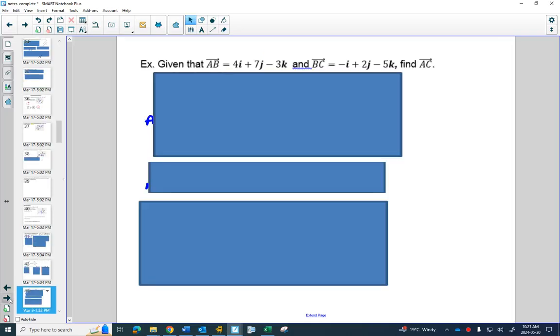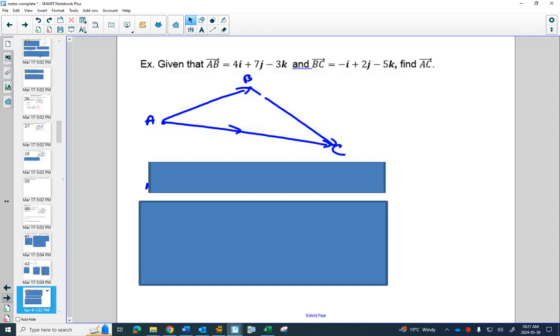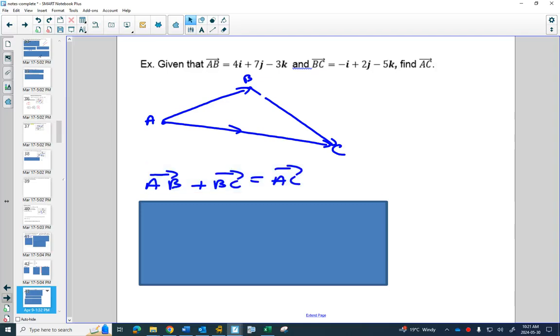Now again, I really find for questions, it's really nice if you draw a vector diagram to help you visualize. You've got A to B. You know B to C. And you want to find A to C. Does it make sense that if you went from A to B and then from B to C, you would get from A to C eventually? Just would take you longer.